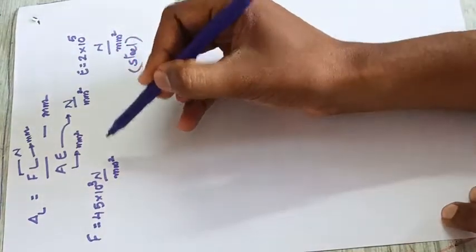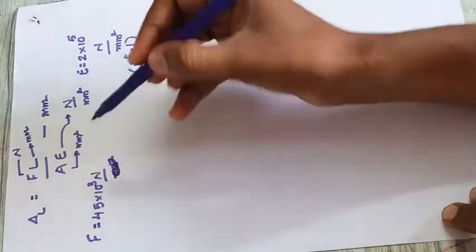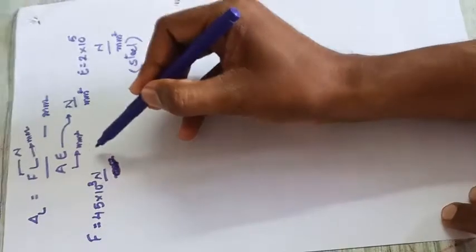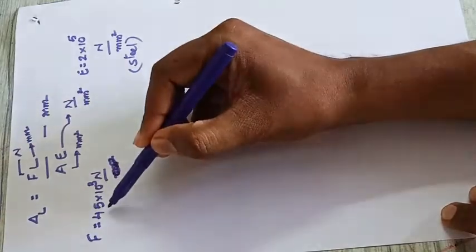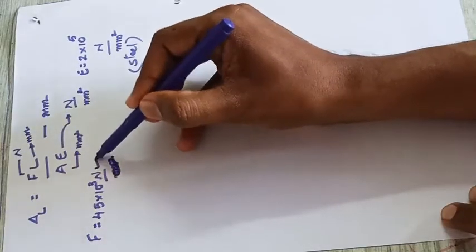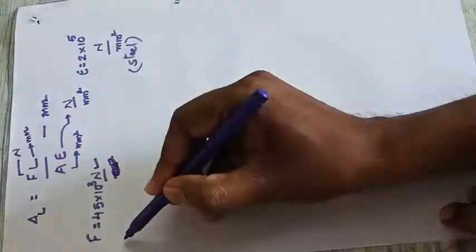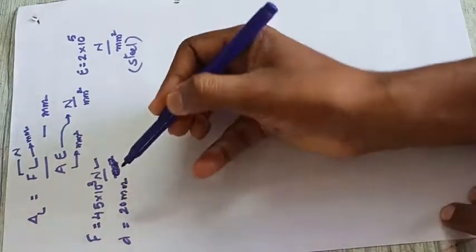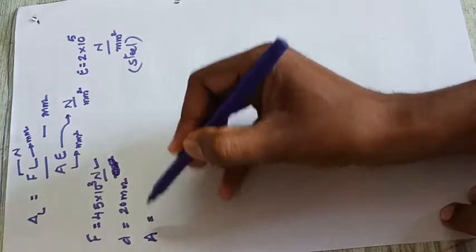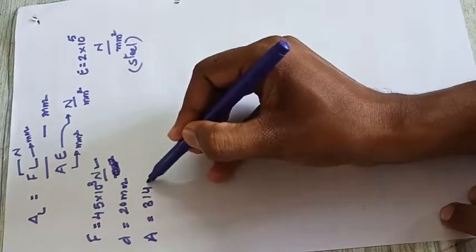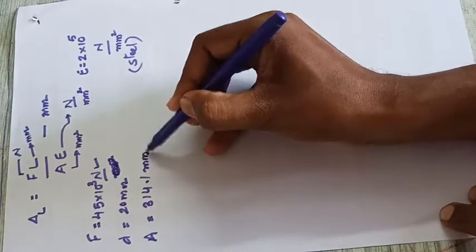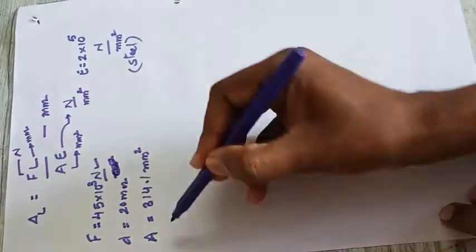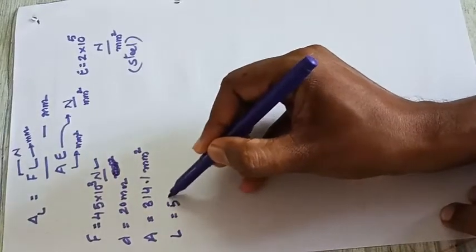The first force is given as 45 kilonewton, and then we convert it into Newton. It becomes 45 into 10 raised to 3 Newton. The diameter is given as 20 mm. From that we got the area as 314.1 mm square, and the length is given as 500 mm.